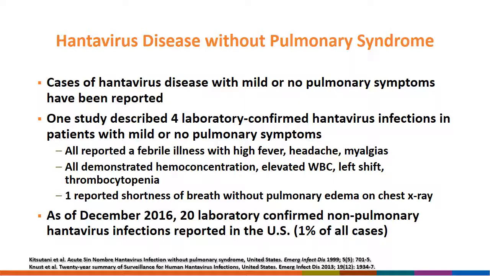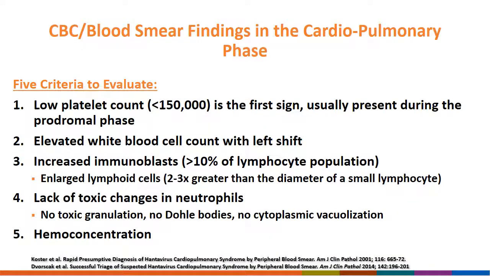As of December 2016, 20 laboratory-confirmed non-pulmonary hantavirus infections have been reported in the United States. This represents 1% of all reported hantavirus cases. Clinicians at the University of New Mexico developed criteria observed from a peripheral blood smear that could be used to make a presumptive diagnosis of hantavirus during the cardiopulmonary phase.